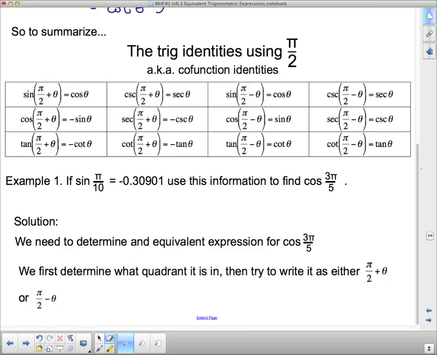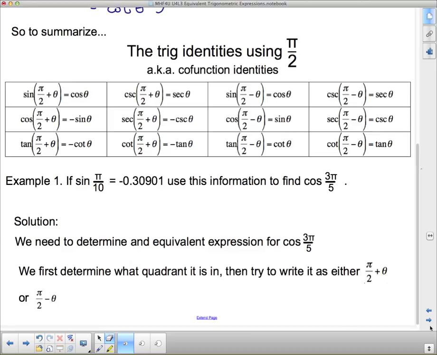Okay, so we're going to look at a couple of questions. What would we use these identities for? We're not going to use these particular identities a lot, except for these kinds of questions. So this says, if sine pi by 10 is equal to negative 0.30901, use this information to find the cos of 3 pi by 5.